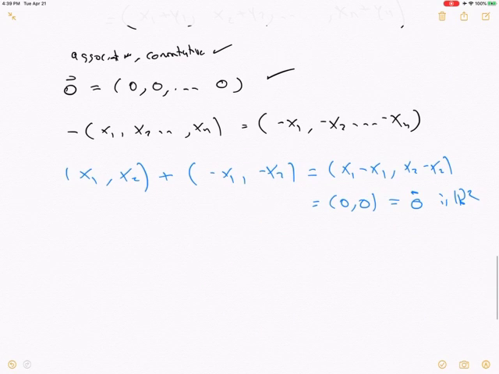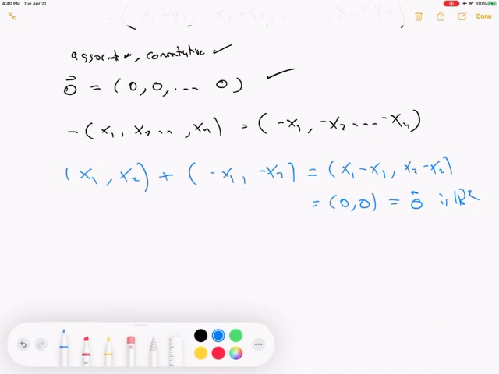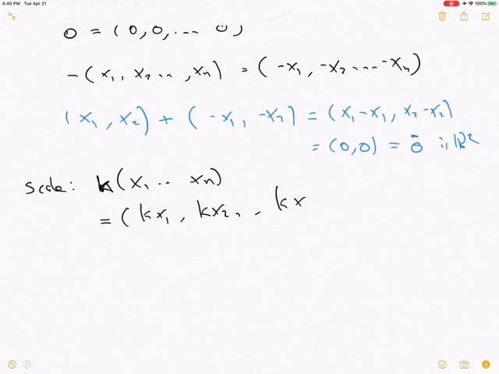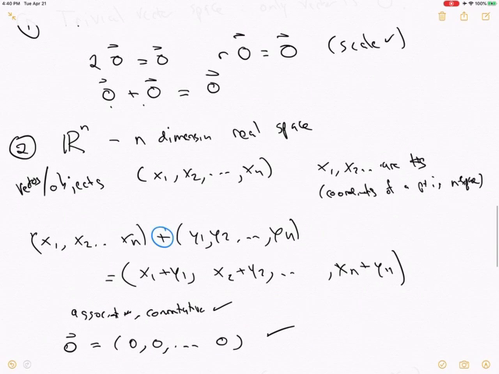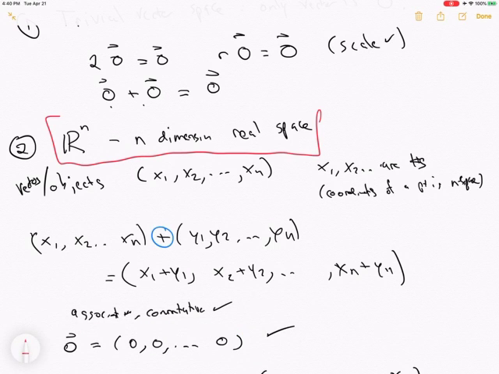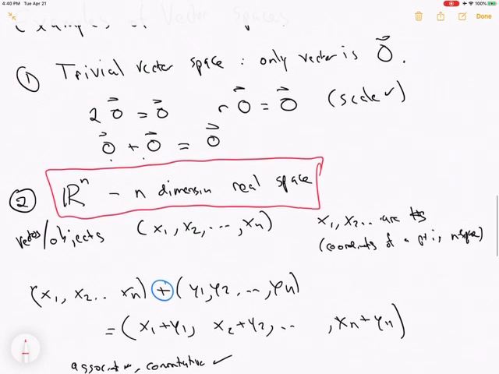And then scaling: you already know how we scale in Rn. Scaling is just that we distribute over the coordinates. So if you have x1, x2, and some number k times it, you just multiply all of the coordinates by that same number, kx1, kx2. And again, since it's just multiplication of numbers, it has to satisfy the distributive property. So you can check that everything is good. I just want to emphasize that you can go through the details if you'd like. So Rn is a vector space.